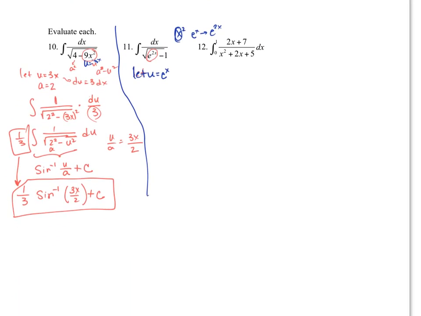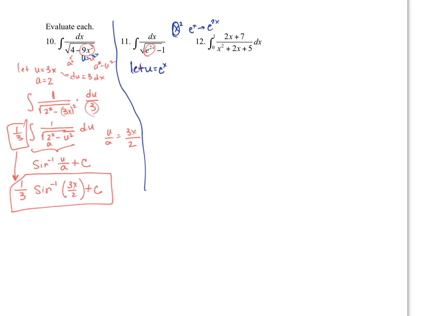So I identified what my u is, and let's go ahead and identify what the a is, and in this case, the a is just simply 1. All right, so I'm looking for the one where I have x squared minus a squared, and that would be the inverse secant. So, since I identified my u, let's find out what du is. That would be e to the x dx. So I could say that du over e to the x is my dx.